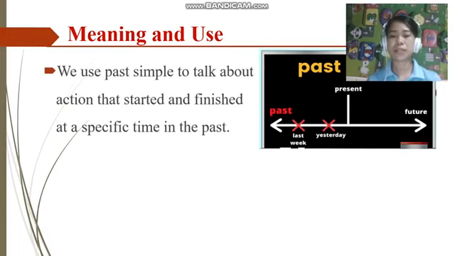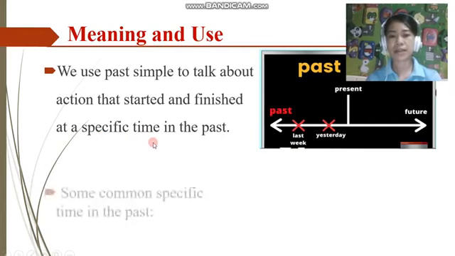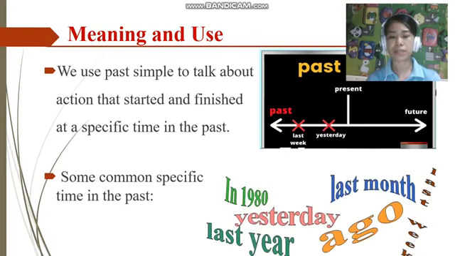So we use past simple tense to talk about an action that started and finished in the past at a specific time. The keyword here is specific time. What is specific time? I'll show you some common specific times that we often use, such as yesterday, last week, last month, last year, ago. All of these words we call past tense expressions. When you want to make sentences using past simple tense, you have to include these words to be sure that your sentence is really past simple tense.